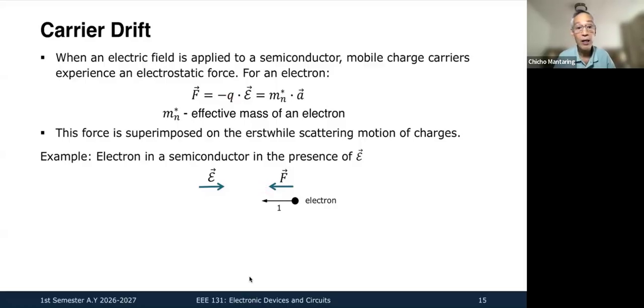By the way, notice that I use this symbol to denote electric field. We reserve the capital letter E to denote energy, so we don't want you to confuse this with this. So for electric field, usually this is the symbol we use.